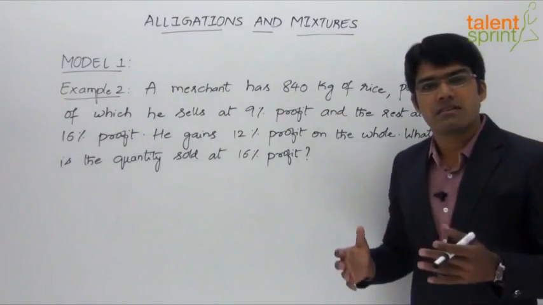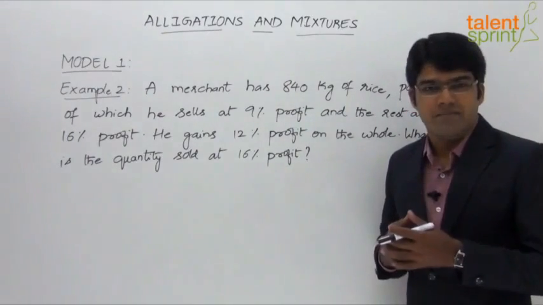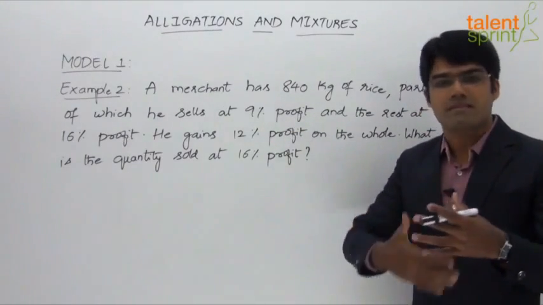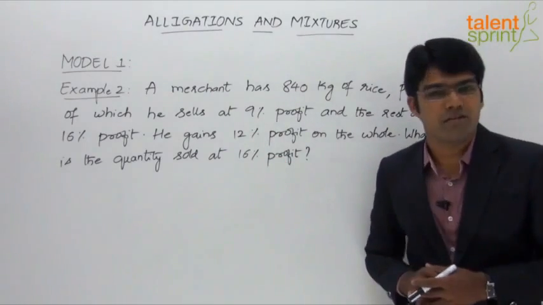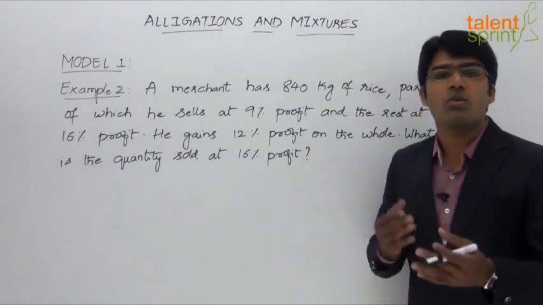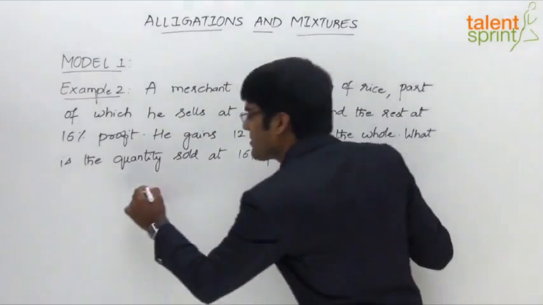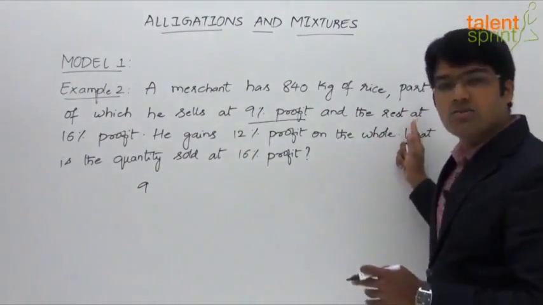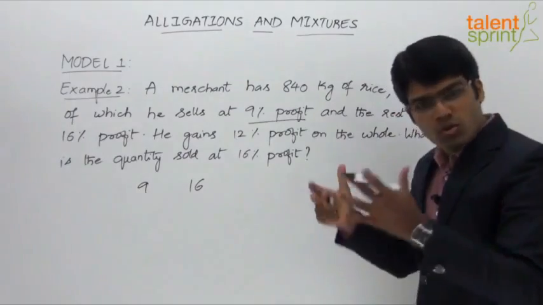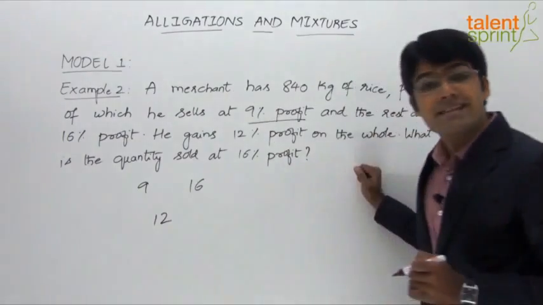If you understand the question here, the complete 840 kgs is like a mixture of two parts of rice. The first part is sold at 9%, second at 16%, and when you combine both the parts, we get the whole of the mixture which has been sold at 12%. So we can simply apply the alligation rule on the given profit percentages and find out the ratio of the two parts. Now, as we know, the first part is sold at 9% profit. So 9. The second part is sold at 16% profit. So 16 is the value here, and the mixture or the whole of the rice is sold at 12% profit. So the value for the mixture can be taken as 12.